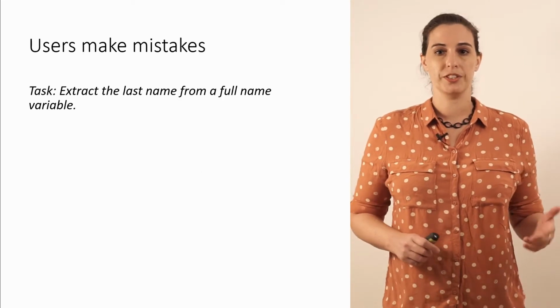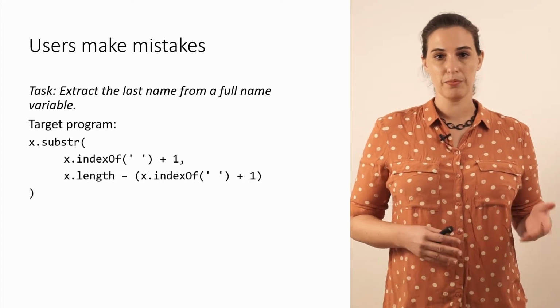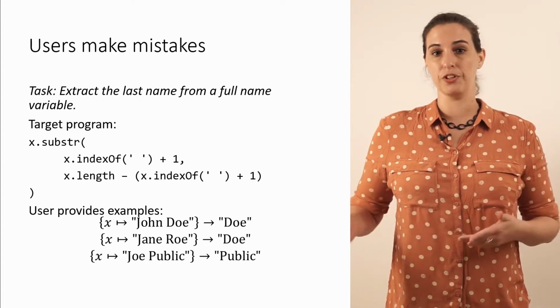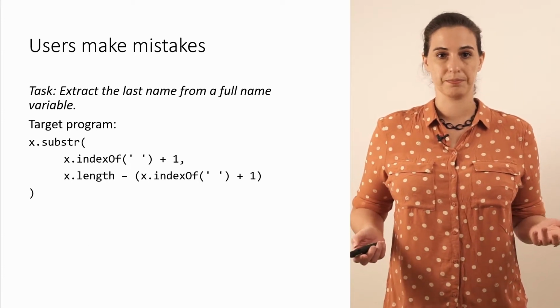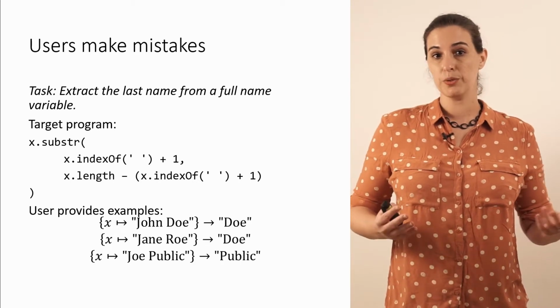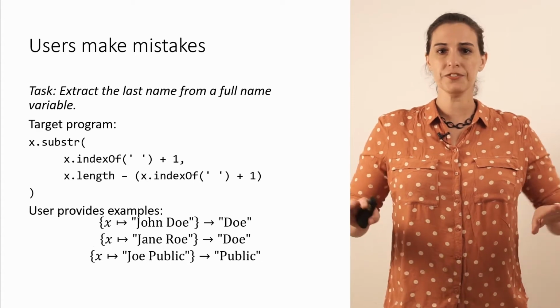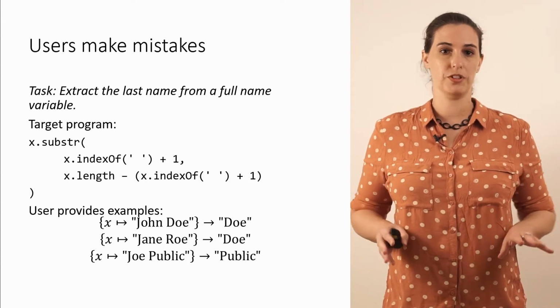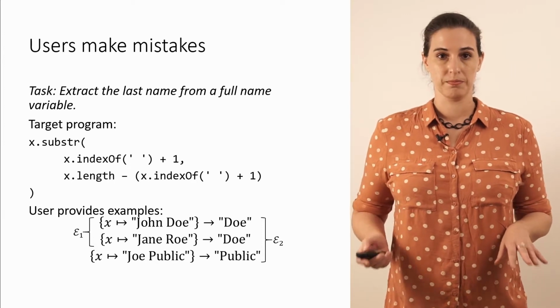Let's suppose the user is trying to synthesize a solution to this task, to get the last name from a variable that has the full name. And the program we're looking for is this one. If we're in a programming by example setting, the user is going to give the synthesizer some examples. And just for convenience, I'm going to name the first two E1 and all of them together E2.